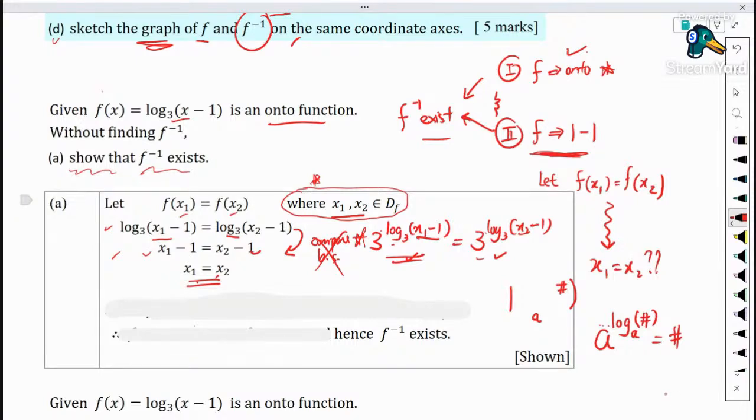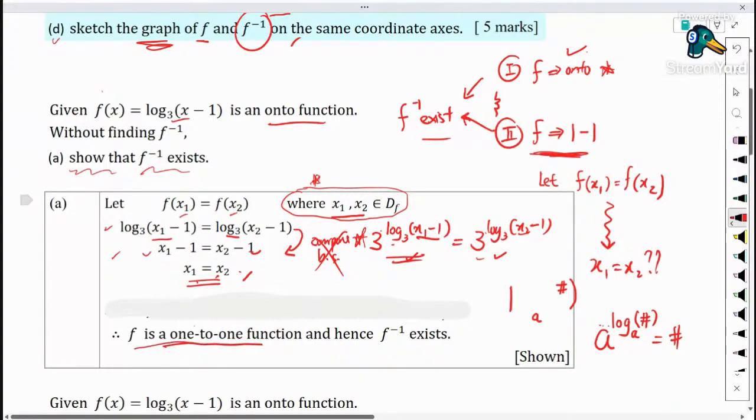And by right, you shall not from here come to the conclusion directly to say f inverse exists, because this proving is actually proving for one-to-one. This is a proving for one-to-one. And how come it will lead to the inverse existing is because we already know it is onto. After you're able to prove one-to-one as well, so I know the inverse exists.